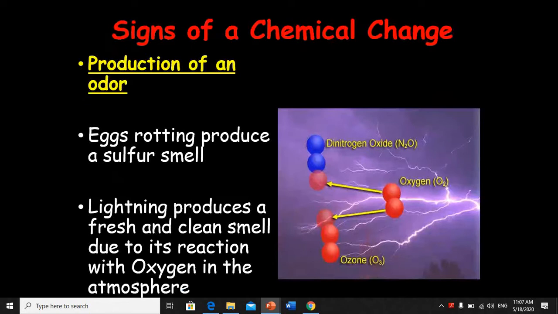Signs of chemical change: these are some signs or evidence you can see, such as the production of an odor. Like when an egg rots, it becomes a sulfur smell, so you can smell H2S, which is a sulfur gas, and it has a very bad smell. So production of odor is a sign of a chemical change. Or lightning produces a fresh and clean smell due to the reaction with the oxygen in the atmosphere.